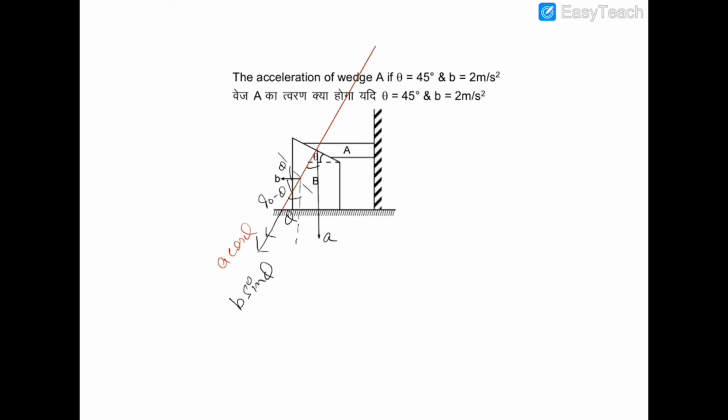So equating these components, B sine theta is equal to A cos theta, and the value of B is 2, and theta is 45 degrees. So sine theta is 1 by root 2, and the value of cos 45 is also 1 by root 2. Therefore A will also be equal to 2 meters per second.